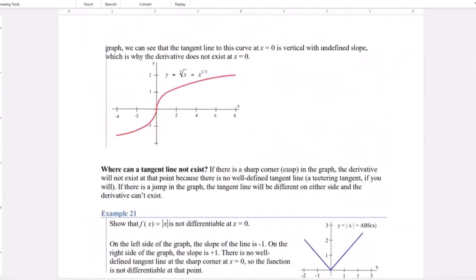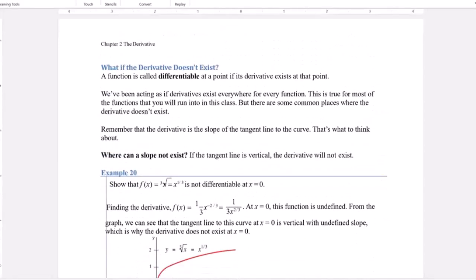And in our finale, what if the derivative doesn't exist? A function is called differentiable at a point if its derivative exists at that point. We've been acting as if derivatives exist everywhere for every function. This is true for most of the functions that you will run into in this class, but there are some common places where the derivative doesn't exist.